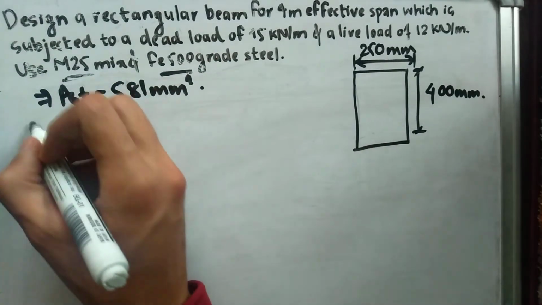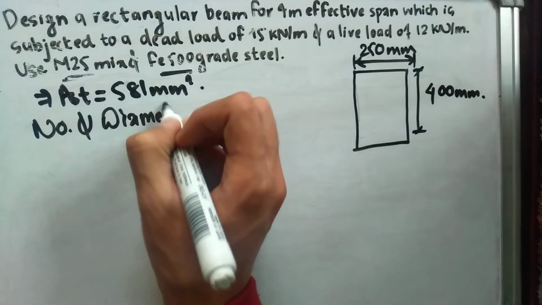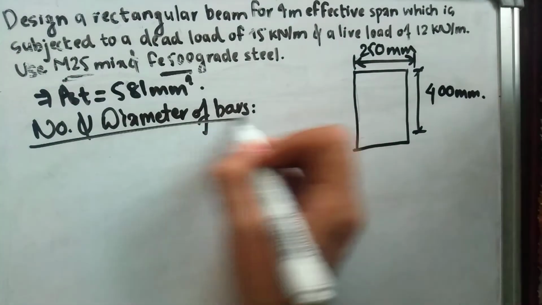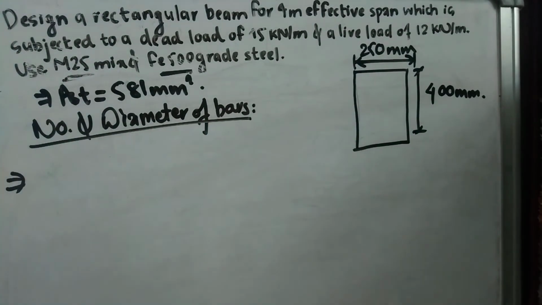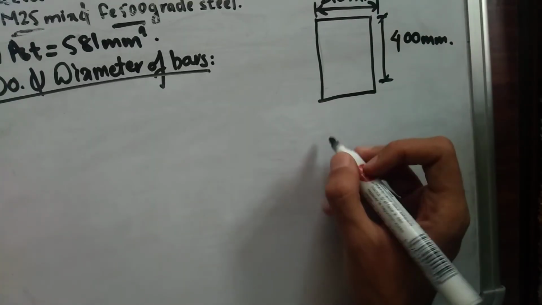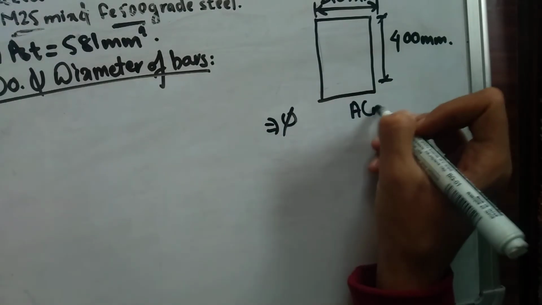Now, the number and diameter of bars. The process which we are going to follow is complete hit and trial. Let me show you how we can do it in an easier way. Let me write out the different diameters of bars and their areas.